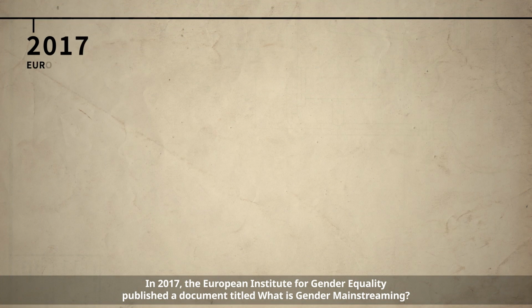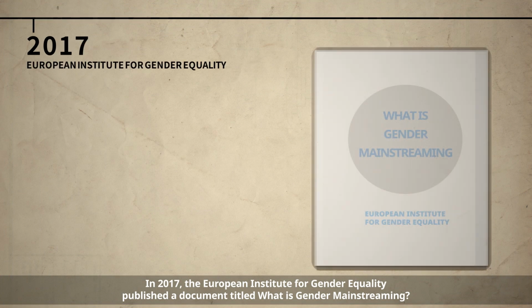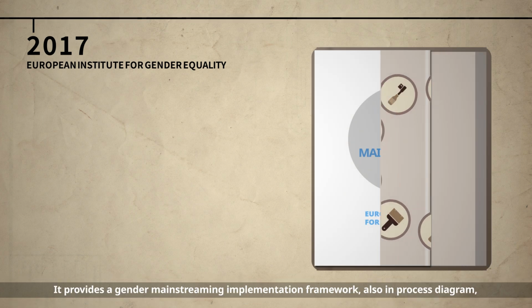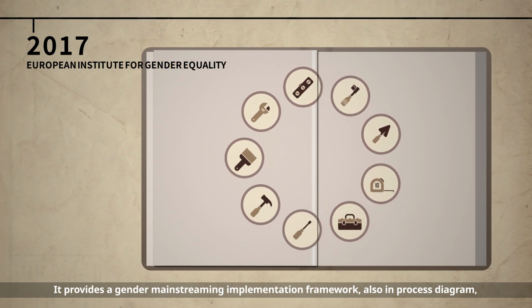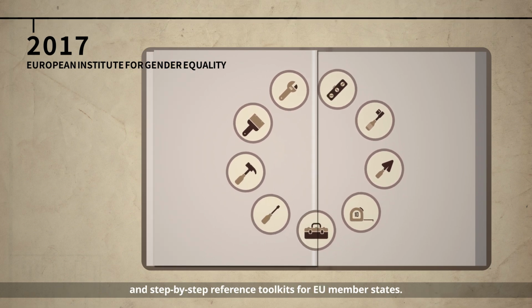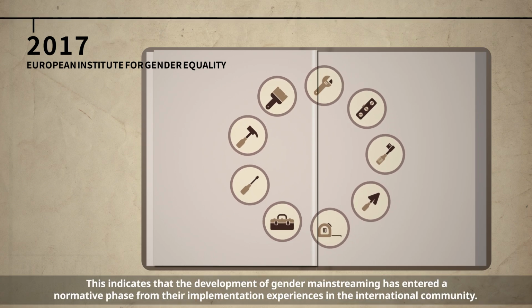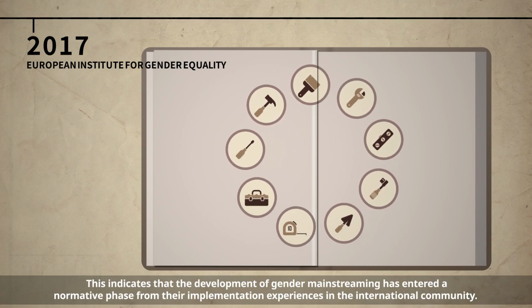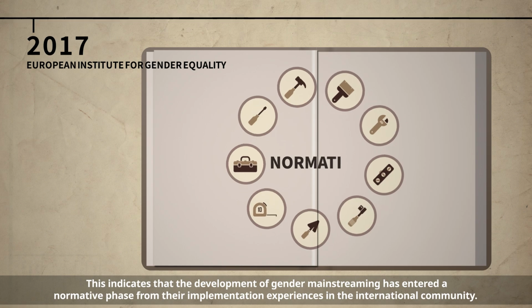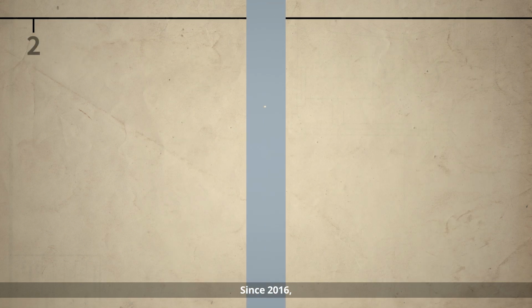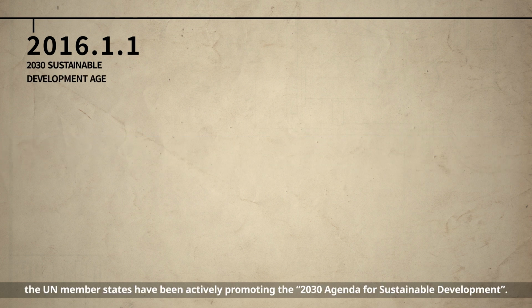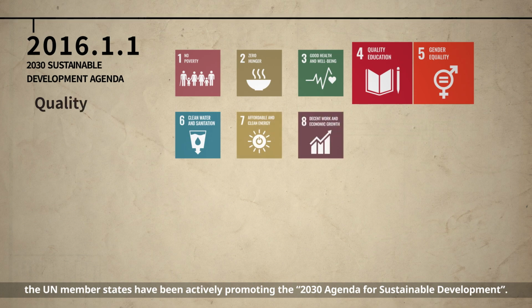In 2017, the European Institute for Gender Equality published a document titled What is Gender Mainstreaming? It provides a gender mainstreaming implementation framework, also in process diagram and step-by-step reference toolkits for EU member states. This indicates that the development of gender mainstreaming has entered a normative phase from implementation experiences in the international community.